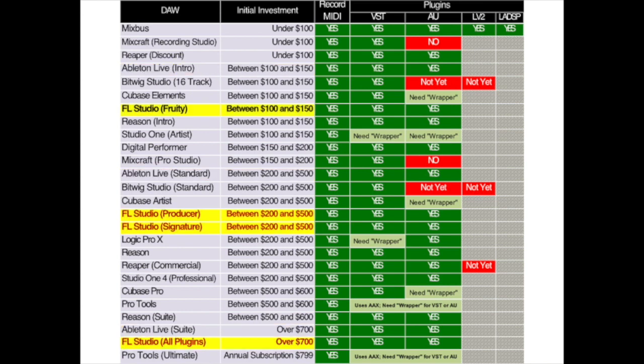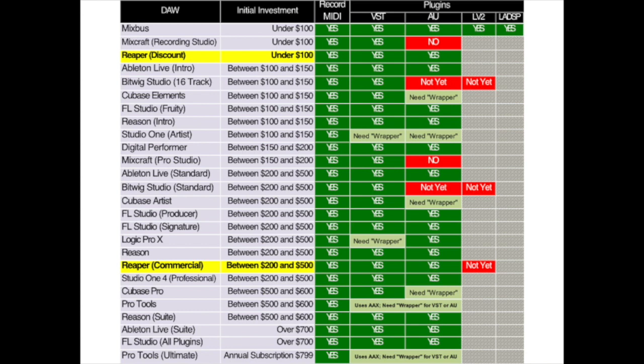Live. There are 4 purchase options for FL Studio, but the thing is, there are really only 2 versions of the product. There is the Fruity version and the Producer version. Signature is the Producer version with additional plugins, and All Plugins is also the Producer version with even more plugins than Signature. Side note on FL Studio, this was the only product I reviewed that advertised free lifetime upgrades.